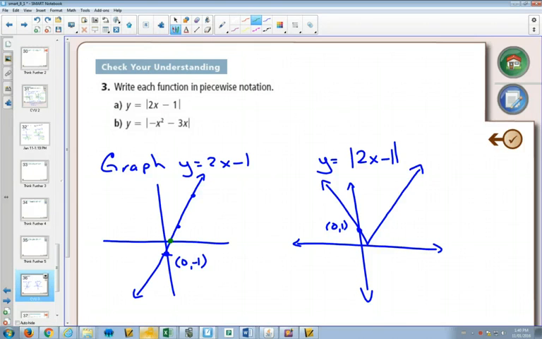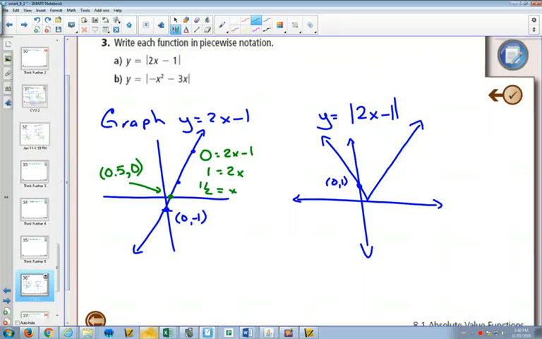How do we find that x-intercept, since when we drew our line, it wasn't one of the points that nicely occurred? So we can solve for an x-intercept by making y equal to 0. Move the 1 over, divide by 2, and we find out that this point is at 0.5, comma 0, or 1/2, comma 0. So now that we've seen what happens with our graph, we can write our piecewise notation.